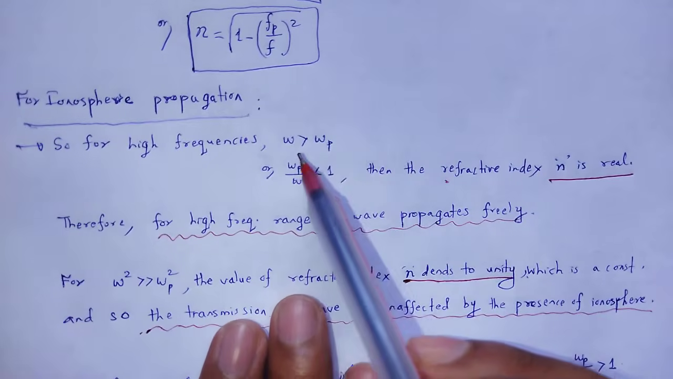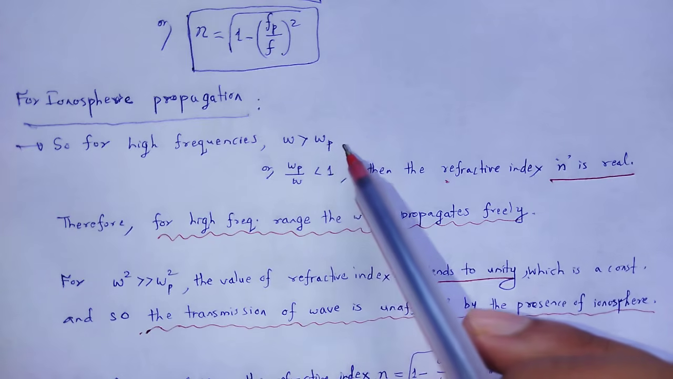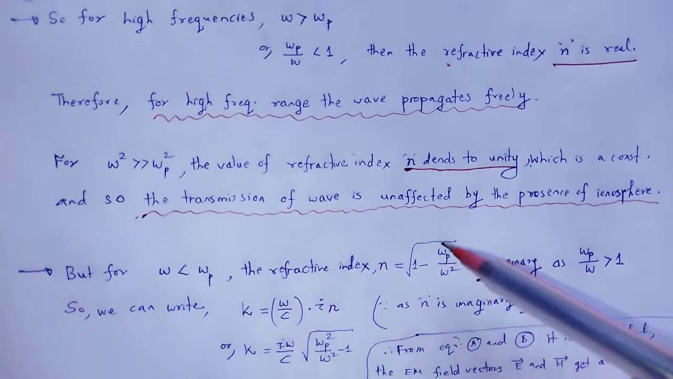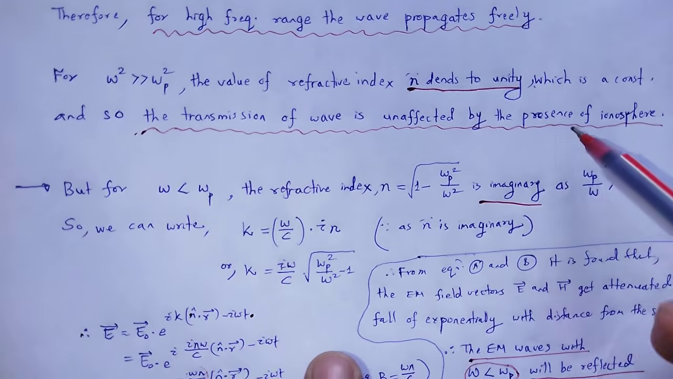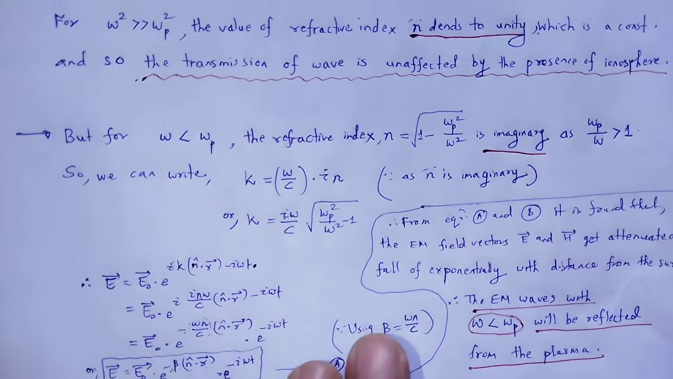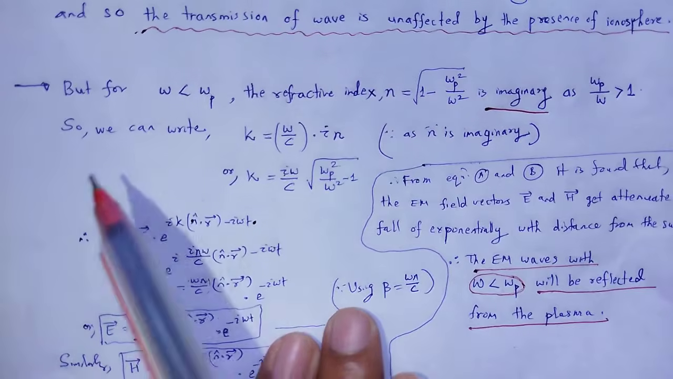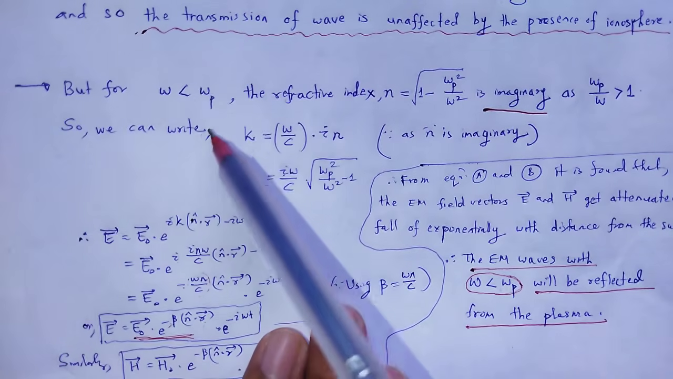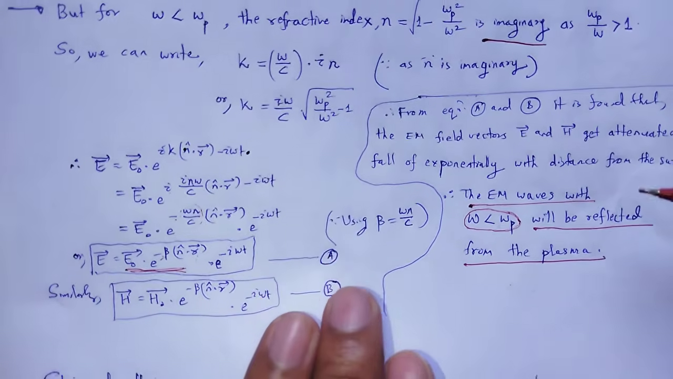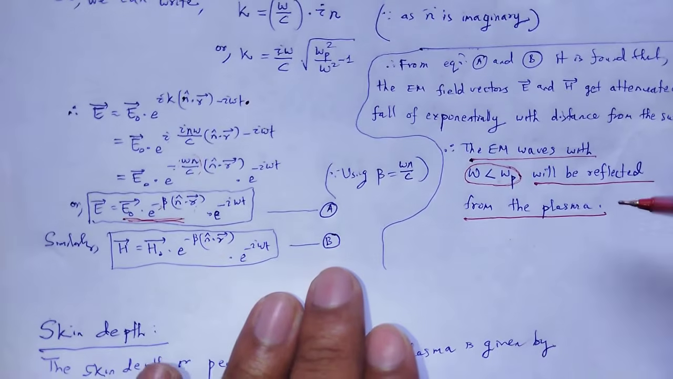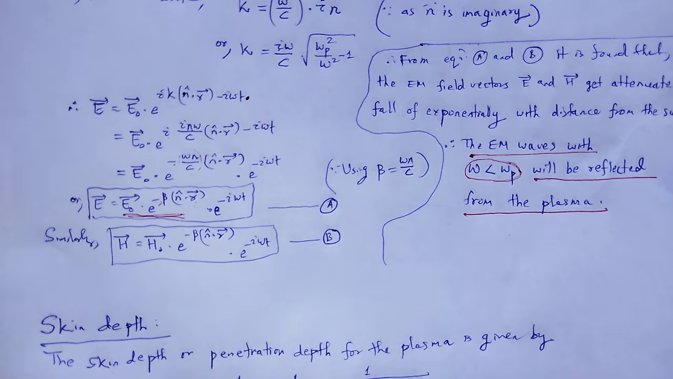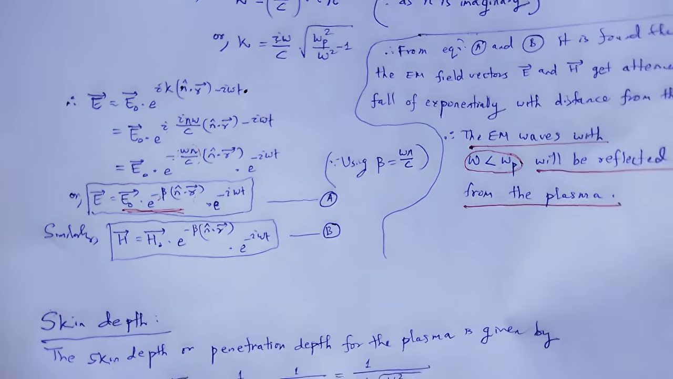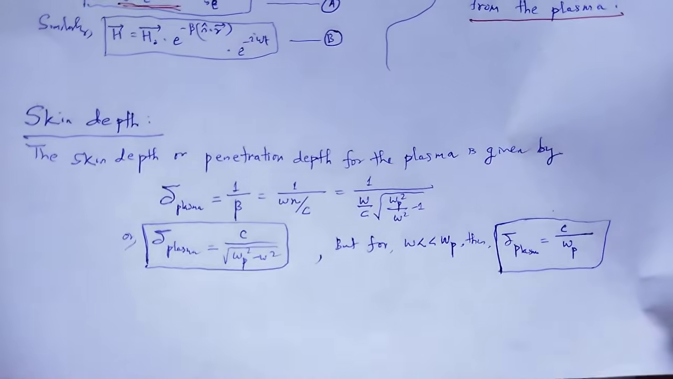From the first point, when the frequency is greater than the plasma frequency, the wave is transmitted without being affected by the presence of the ionosphere. But in the other condition, when the frequency is less than the plasma frequency, it is reflected by the presence of the ionosphere. Okay. Next concept, skin depth.